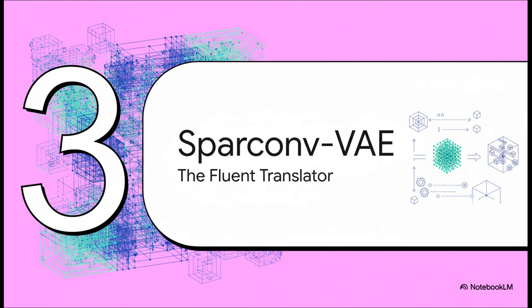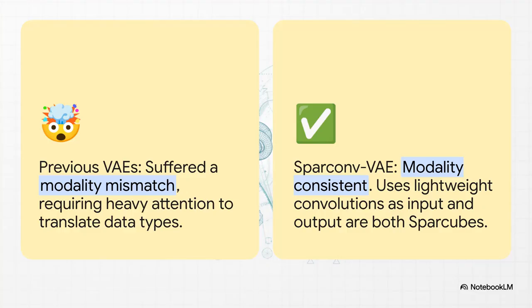Okay, so now we have this amazing, super high-res, almost perfect 3D blueprint. Awesome. But that's only half the story, right? We still need a VAE that actually understands this new format, one that can squish it down and build it back up again. And that leads us to the second core piece of Sparc3D, the Sparcon-VAE. So what's the big deal here?